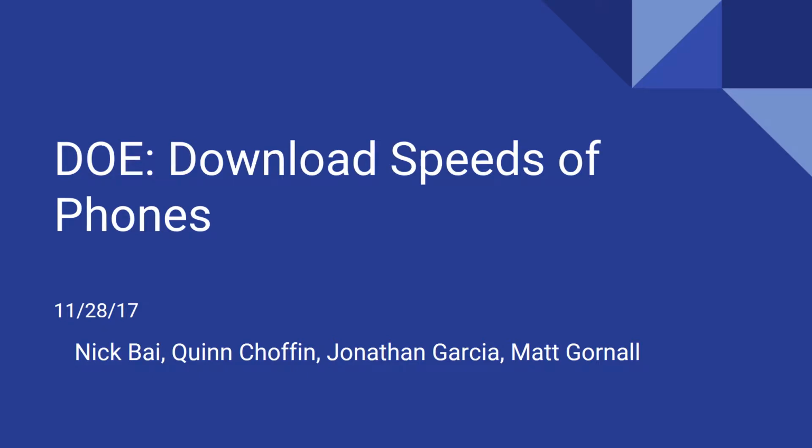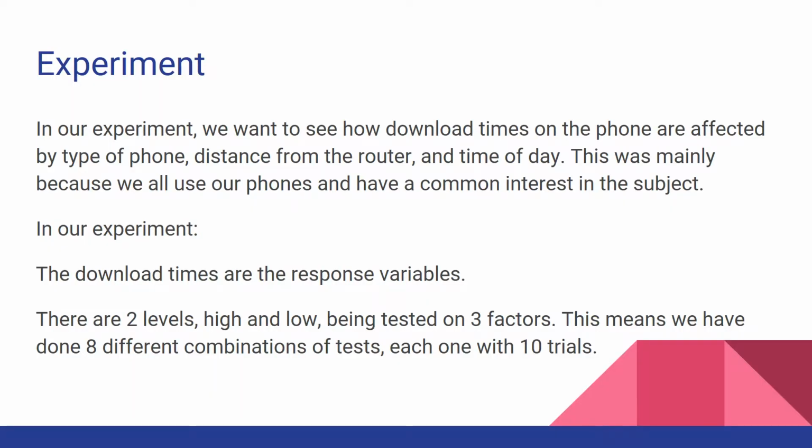Hi, my name is Matt Gornall, and with my partners Nick Bai, Quinn Chaffin, and Jonathan Garcia, we did the design of experiments for download speeds of phones. For our experiment, we decided to use 3 different factors. We decided to use the type of phone, the distance from the router, and the time of day. Each of these are very important for the following reasons.